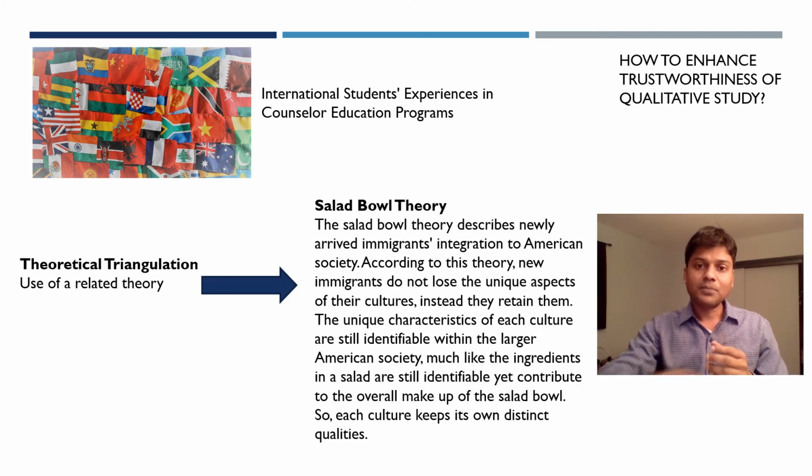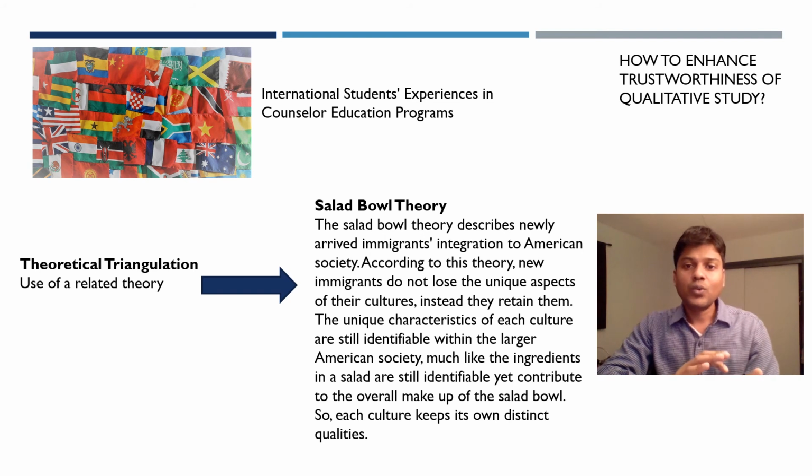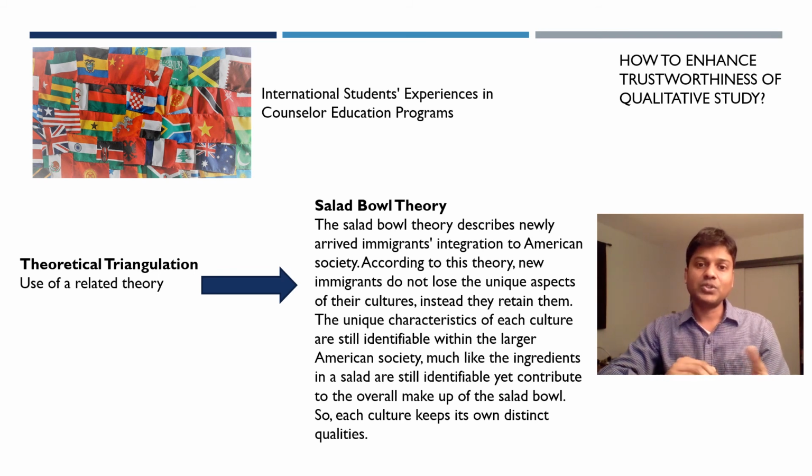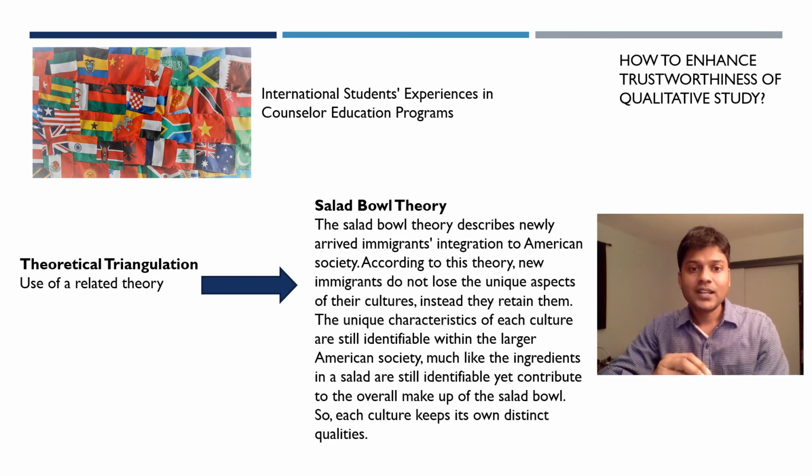So let's take this example. This is a theory called salad bowl theory. This theory is about what happens when newly arrived immigrants come to the United States and what their integration into American society looks like. A new migrant who comes to the United States does not lose the unique aspects of their own culture. Instead, they retain them. The unique characteristics of each culture are still identifiable within the larger American society, much like the ingredients in a salad are still identifiable. So this theory is very appropriate to what I'm exploring, international student experiences.